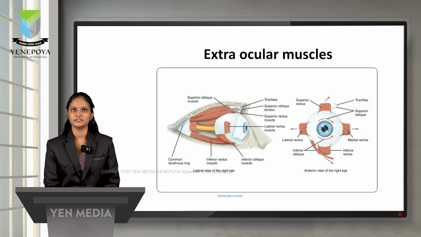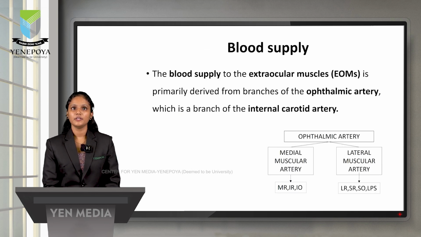of the lateral rectus. Coming to the blood supply of the extraocular muscles, the blood supply is primarily derived from the branches of the ophthalmic artery, which is a branch of the internal carotid artery. The ophthalmic artery is again divided into the medial muscular artery and the lateral muscular artery. The medial muscular artery supplies the inferior rectus, medial rectus and inferior oblique, and the lateral muscular artery supplies the lateral rectus, superior oblique and LPS muscle, that is the levator palpebrae superioris muscle.